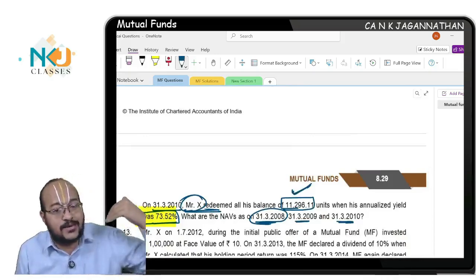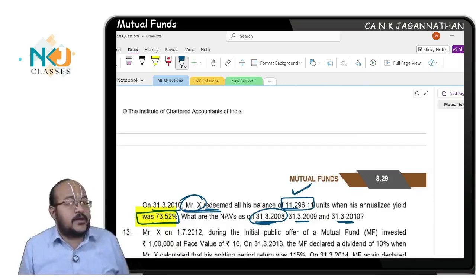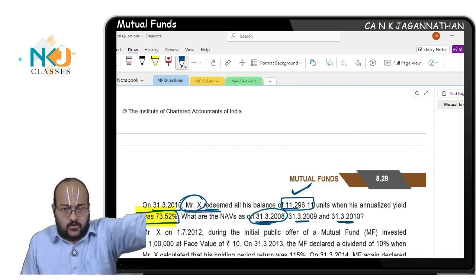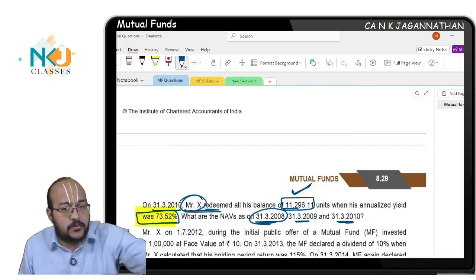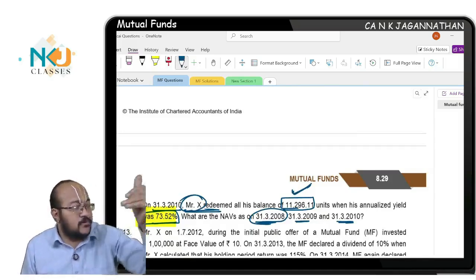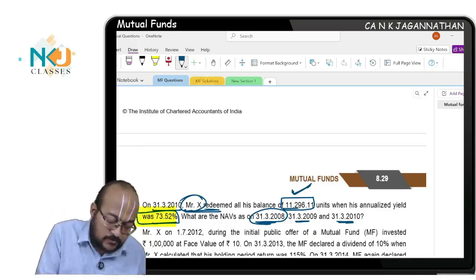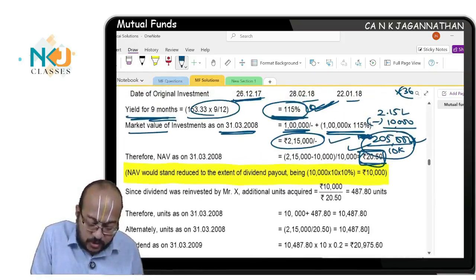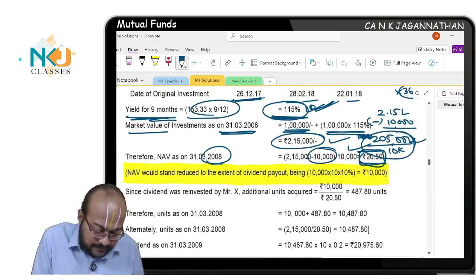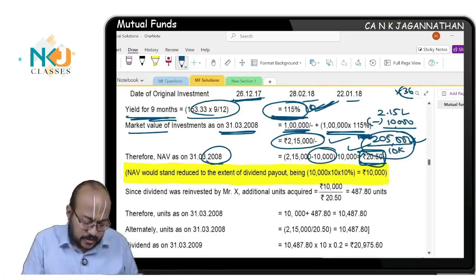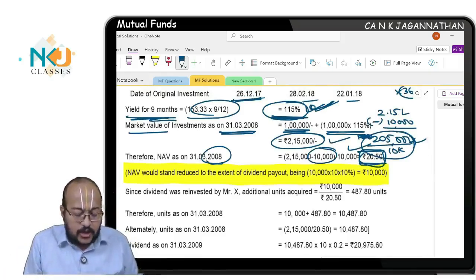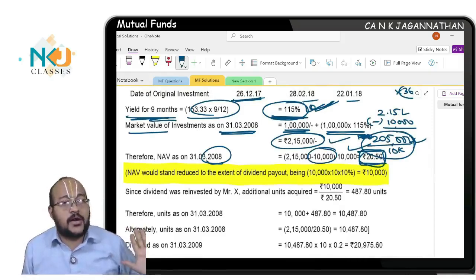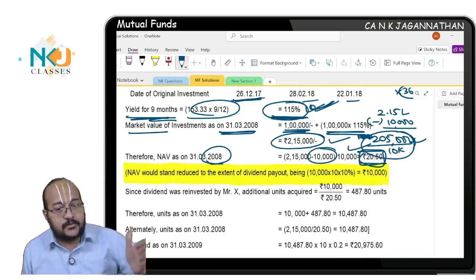The dividend is reinvested at the existing NAV. Whenever the dividend is being paid, the ex-dividend NAV will be there. That will be considered for reinvestment of the dividend. So very simple. 10,000 dividend was distributed on 31/3/2008. This 10,000, what will he do? He will acquire additional units on the same date, 31/3/2008.